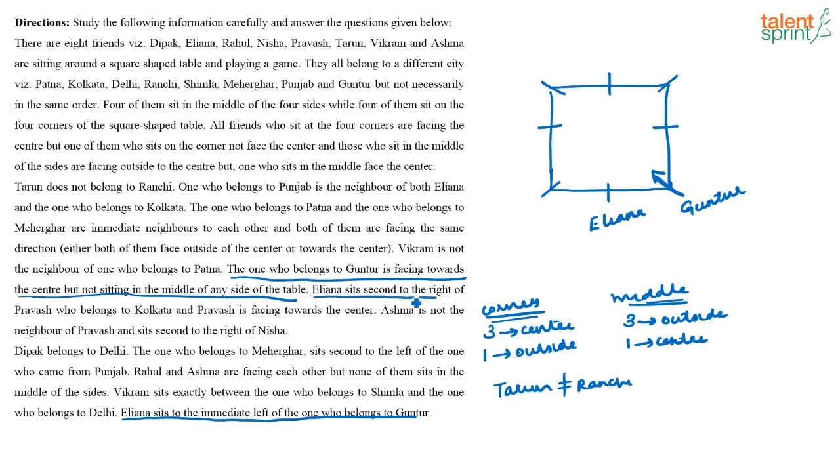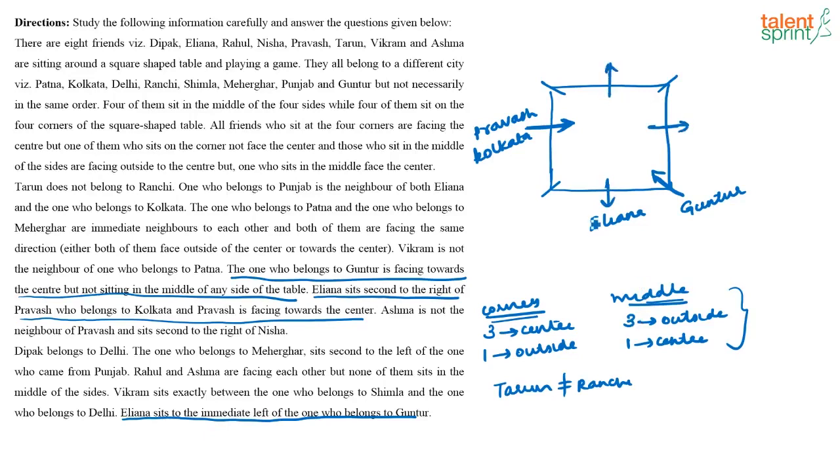Eliana sits second to the right of Pravash, who belongs to Kolkata, and Pravash is facing towards the center. So Eliana sits second to the right of Pravash and Pravash is facing towards the center, means this has to be Pravash, and he is from Kolkata and he is facing towards the center, and Eliana is second to his right. Now if I know that Pravash is the one who is facing the center, then all these three people should be facing outwards. I can fix that, right?